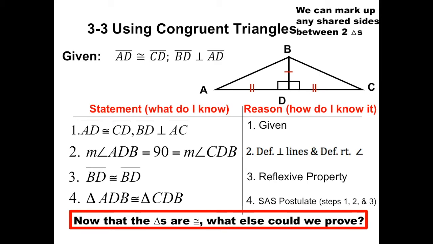So I got the 2 triangles congruent. What can I say? What is something else I can prove about this diagram? You need me to toss out an example? Sure you do, because there's nobody in class right now. I'm just kind of making these videos on my own.